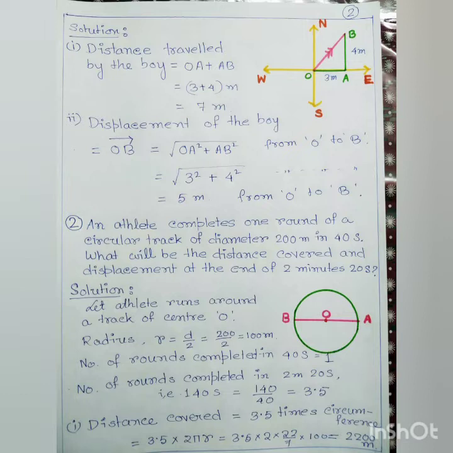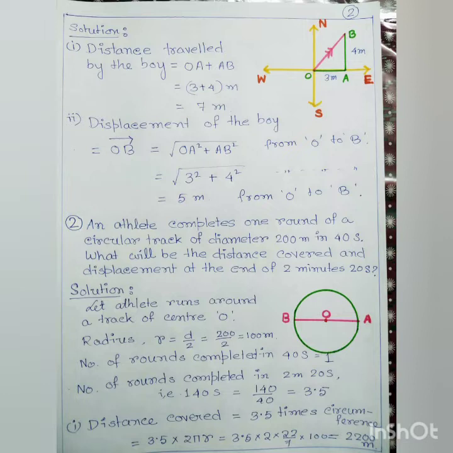So the object moves towards east from O to A, that is 3 meter, and from A to B, that is 4 meter. So the total distance will be OA plus AB, that is 3 plus 4, 7 meter. Now we have to calculate the displacement. What will be the displacement? Here see, if you join O and B, we will get a right angle triangle. So displacement will be the shortest distance OB, that is the hypotenuse of the right angle triangle, and the direction will be from O to B.